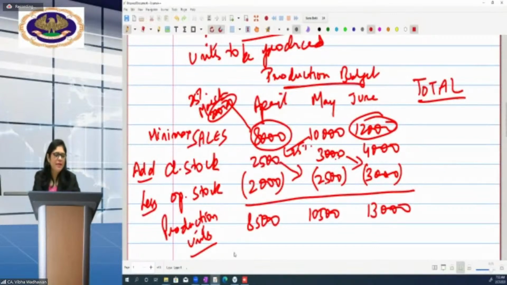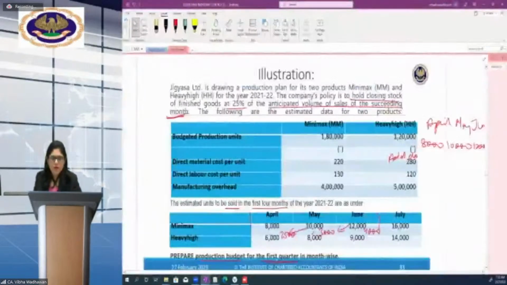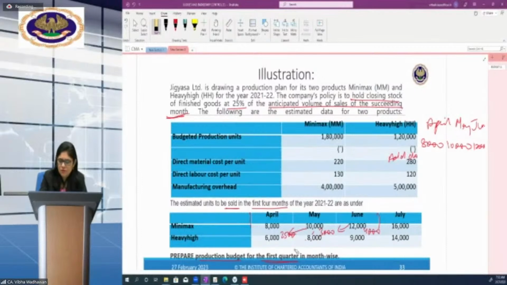Now repeat the similar exercise for heavy high, the second product also. Repeat the similar exercise, all of you. I'll just explain it over here and then you do it. All right.